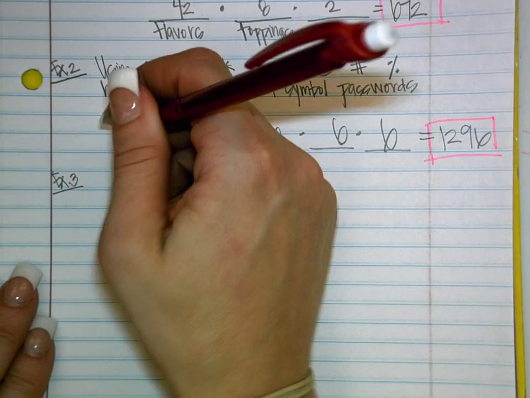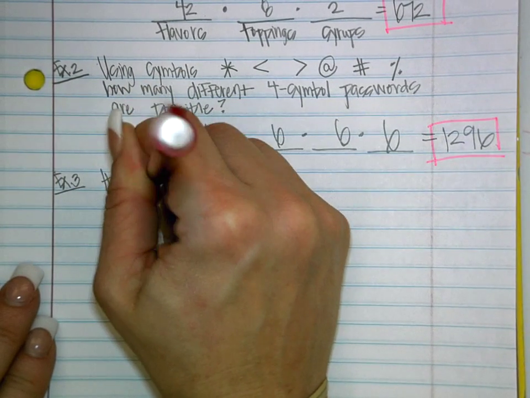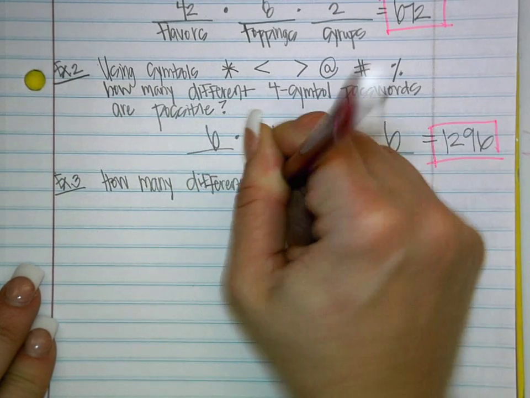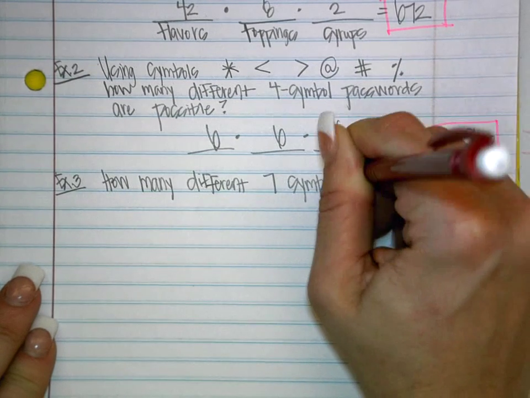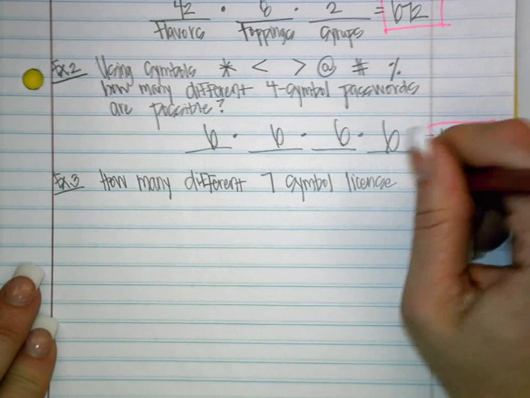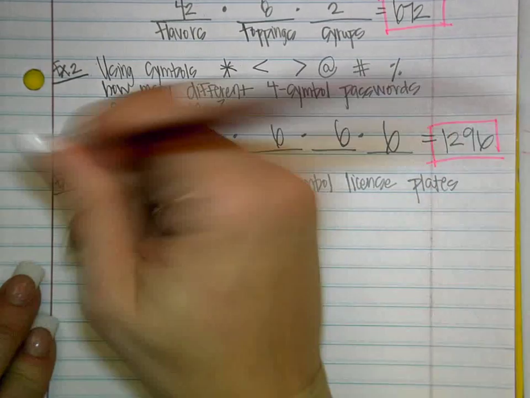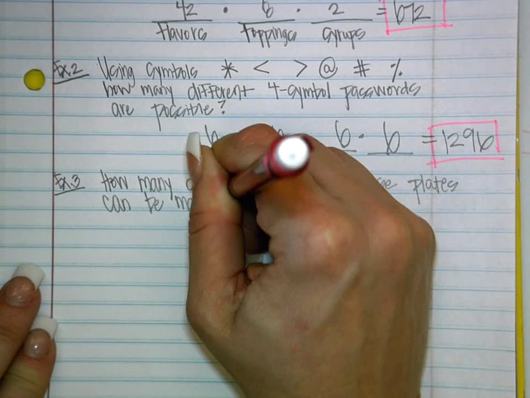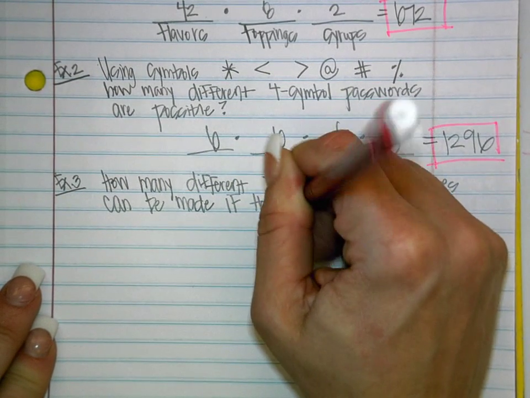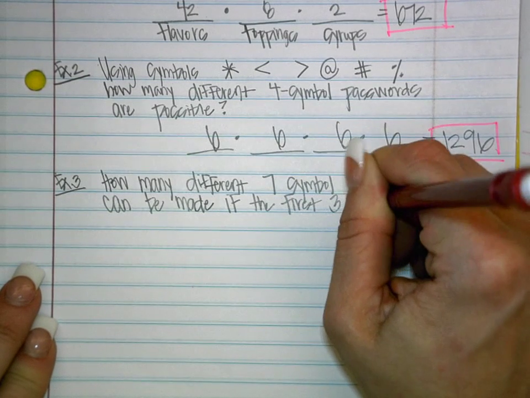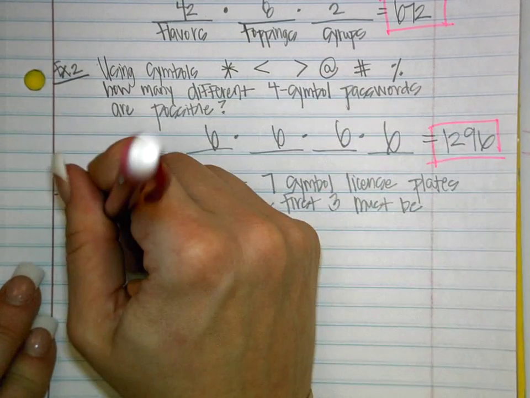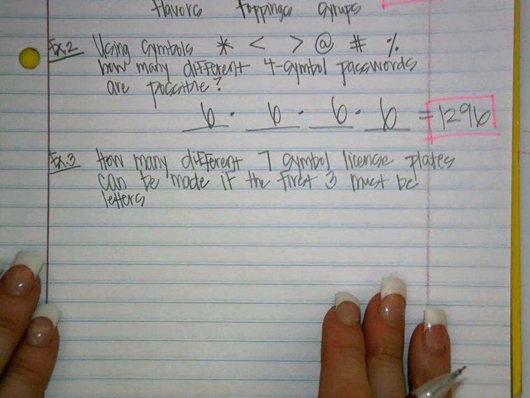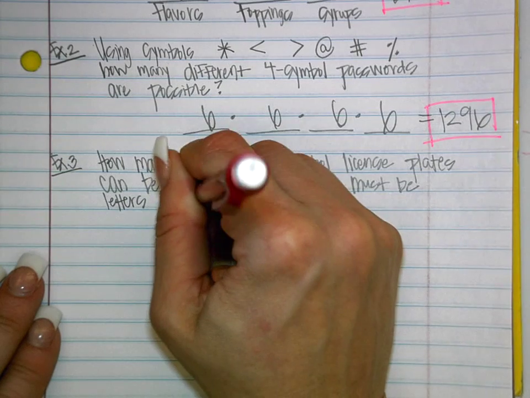For example number 3, how many different 7-symbol license plates can be made if the first 3 must be letters, so if the first 3 parts in the license plate are letters and the last 4 digits.